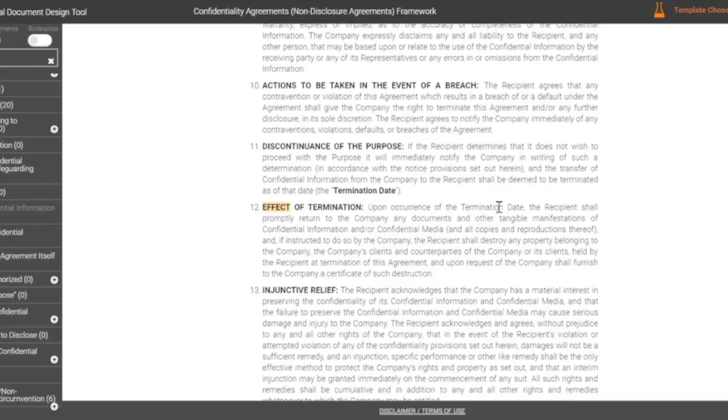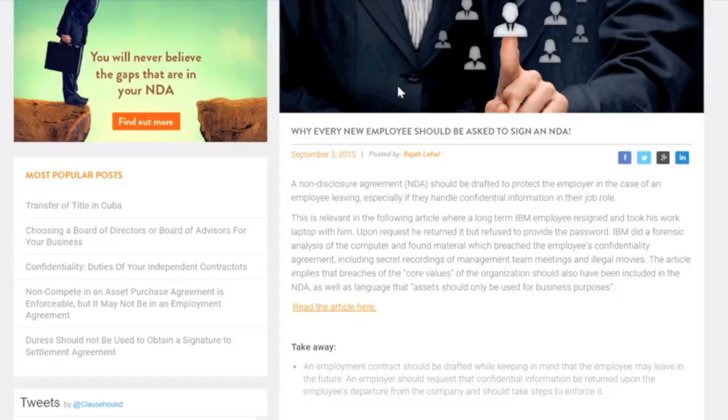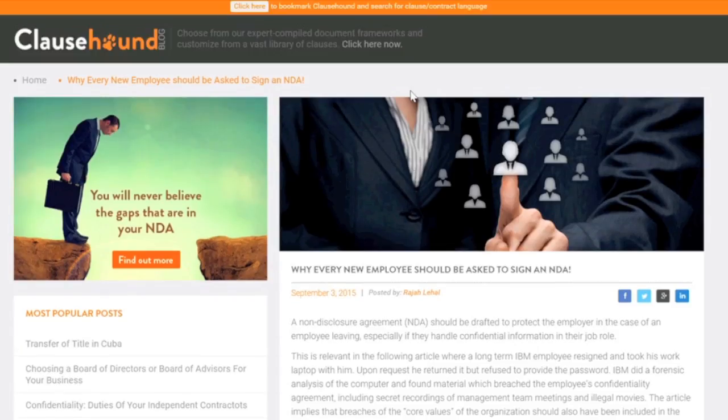A provision is usually triggered at the end of an NDA or employment relationship, and that provision requires the return of confidential information upon termination. A provision such as this is very important, as was discovered by IBM in a case that we reviewed recently in one of our blog posts. Our post is entitled, "Why Every New Employee Should Be Asked to Sign an NDA."